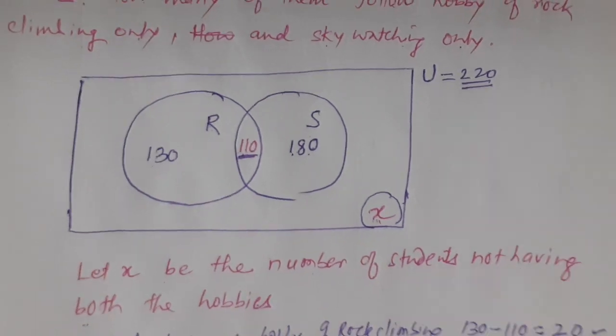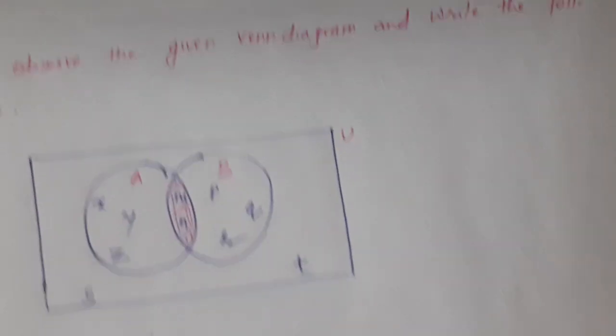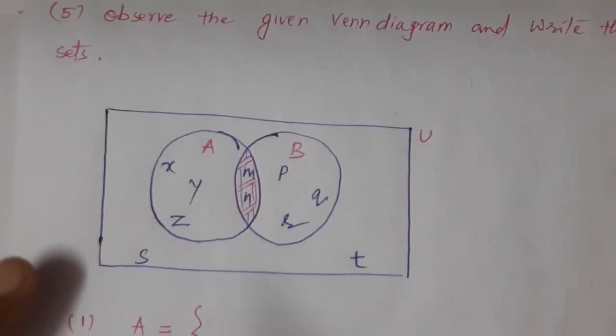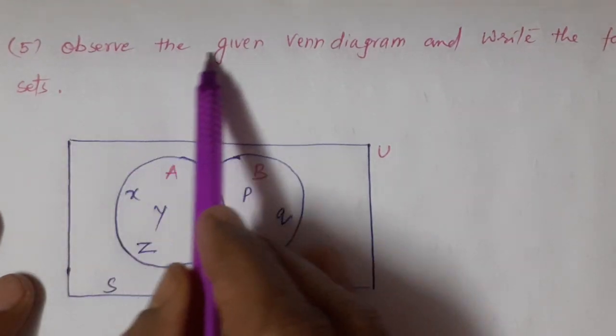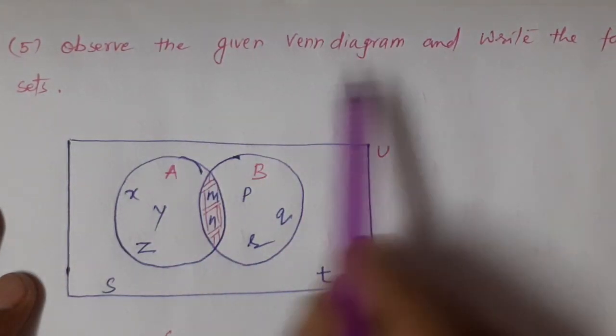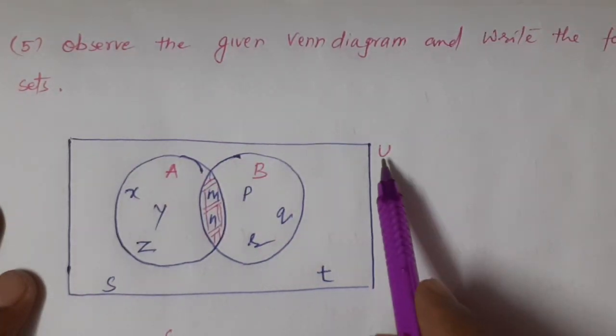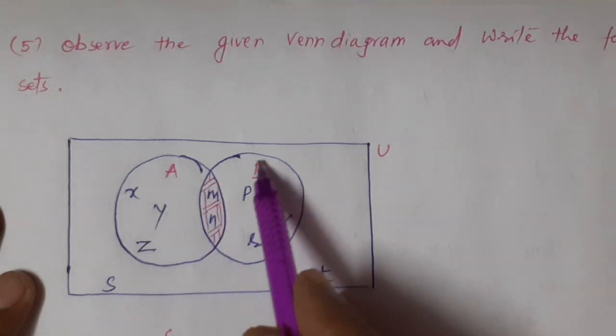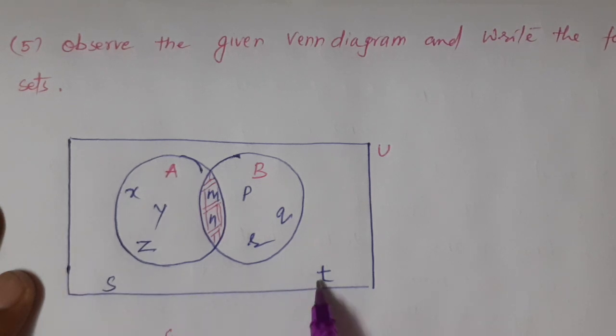Then we have to see the fifth and last problem: observe the given Venn diagram and write the following sets. Here the universal set has been given. It comprises this A set, B set, S, T.